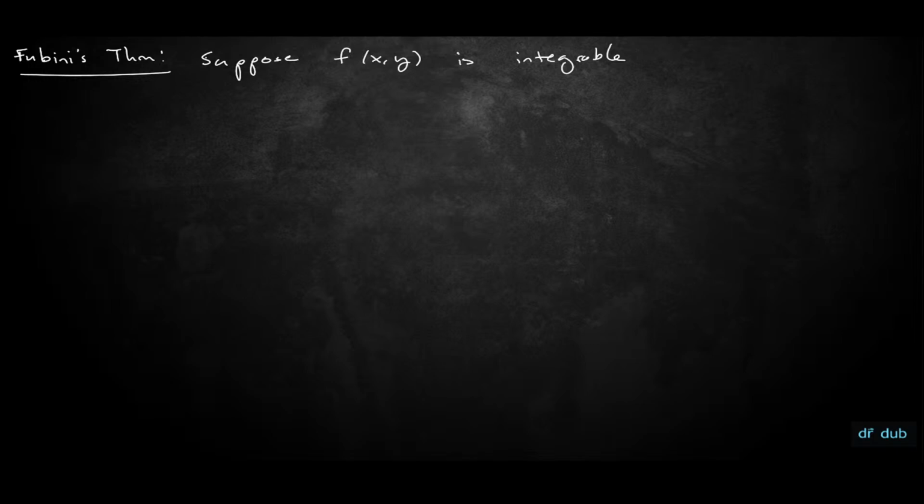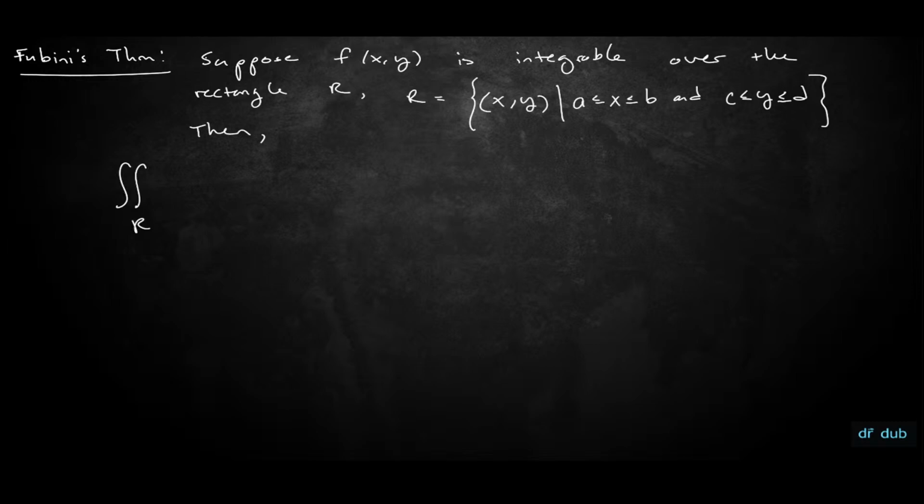So suppose f of x,y is integrable over the rectangle, then the double integral over R, the capital R rectangle, of f of x,y dA can be calculated as an iterated integral, integral from a to b, integral from c to d, f of x,y dy dx. Or you actually can also calculate it as integral from c to d, integral from a to b, f of x,y dx dy.